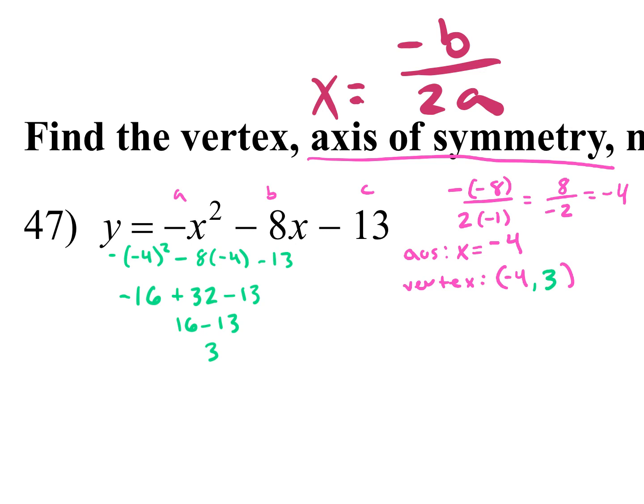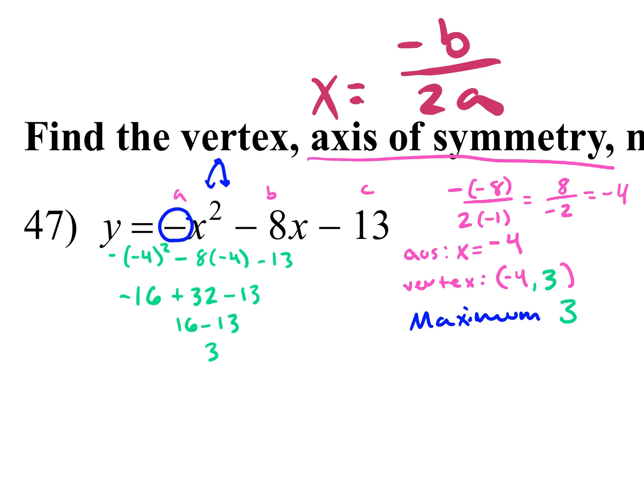Does my graph here open up or open down? It opens down because my A is negative, so that means it opens down. So is my vertex at the maximum or minimum? It is at the maximum. And what's my maximum value? 3.